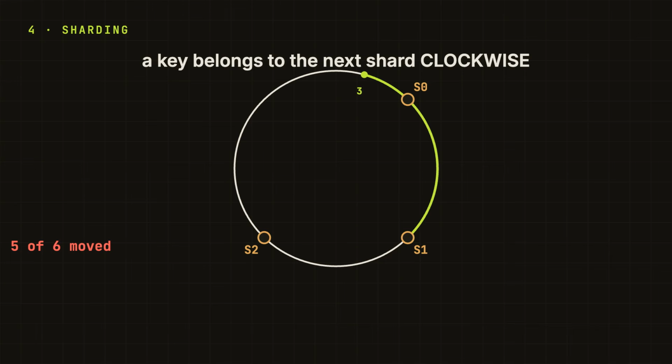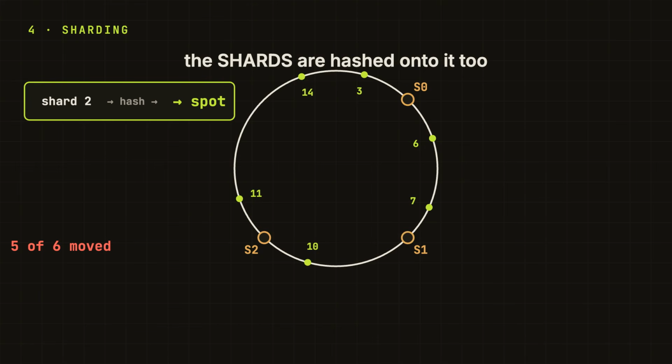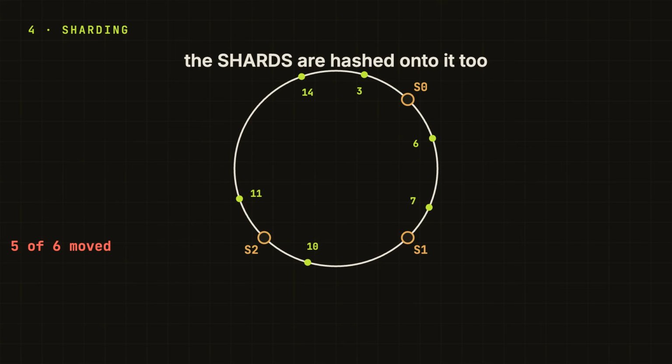And how does a key fall at a point? You hash it, and that number is its position on the circle. And you hash each shard's name as well. So the shards sit at their own points on the same circle.